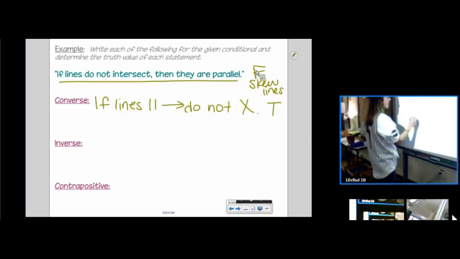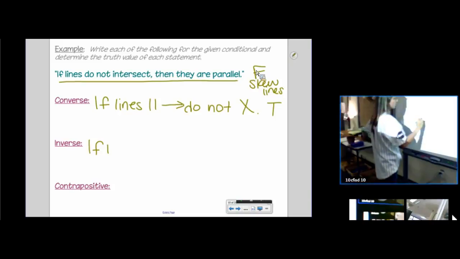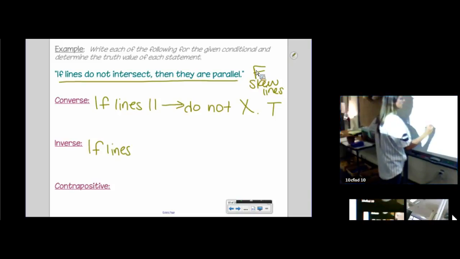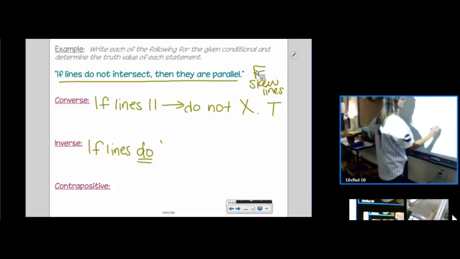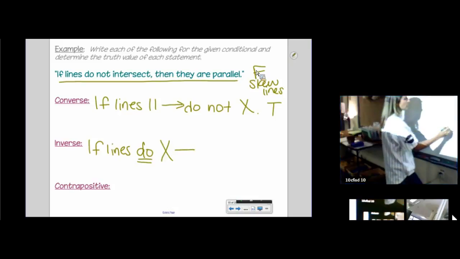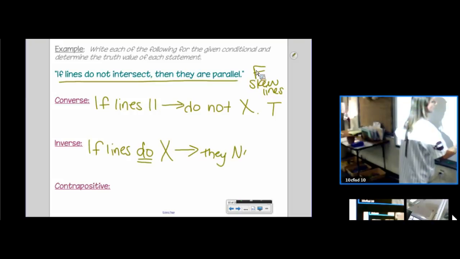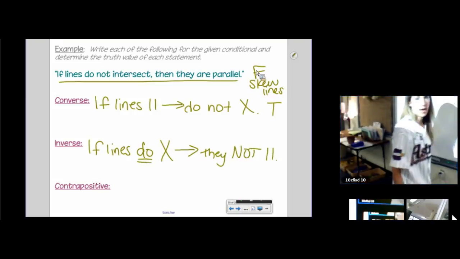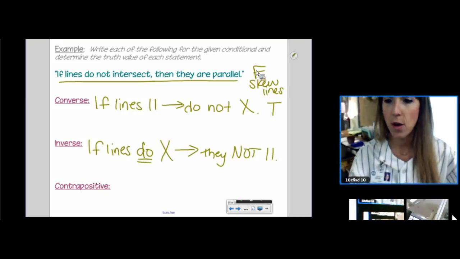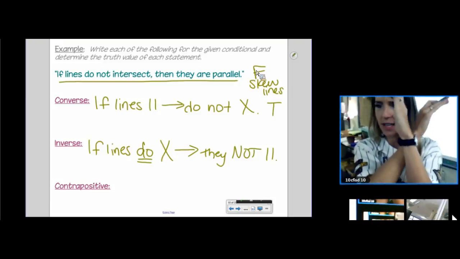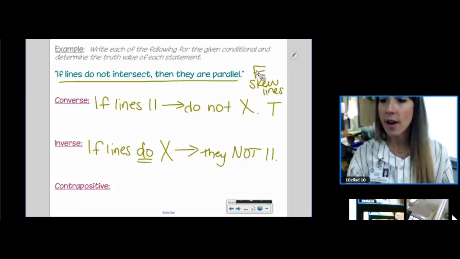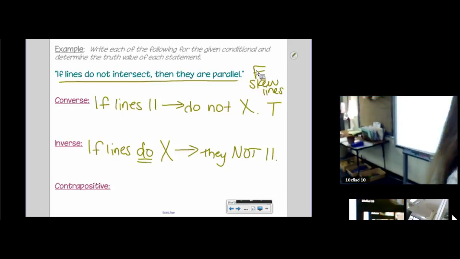Ooh, here's a not. If lines do intersect, then they are not parallel. True or false? If they intersect, here's the intersecting lines, those lines are no longer eligible to be parallel. True. All right, and last one.